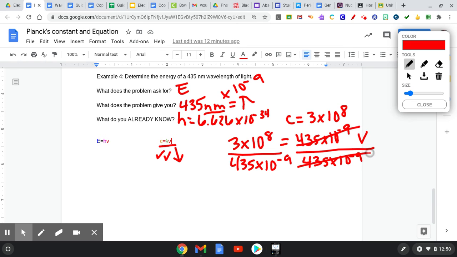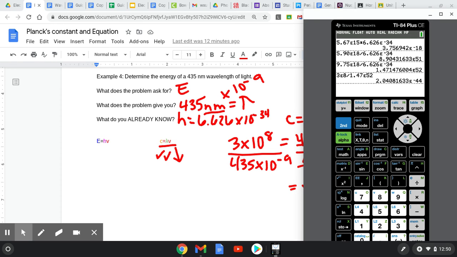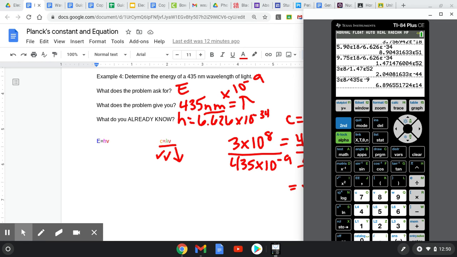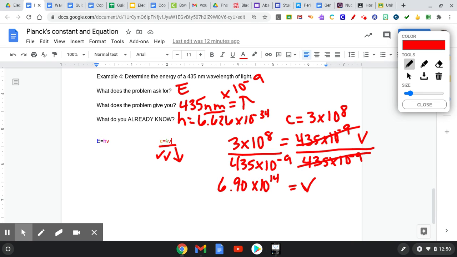So this cancels and this cancels, so then my V equals that. So let's look and see what it says. So 3 E8 divided by 435 E negative 9. And that gives me 6.90 times 10 to the 14th, rounded up. So that is my frequency. So then if I want energy, I can use this equation.